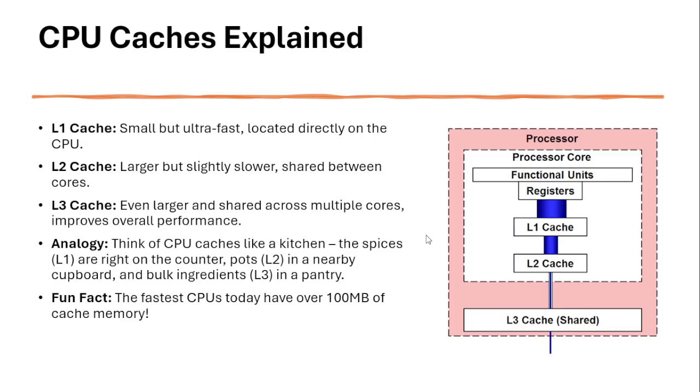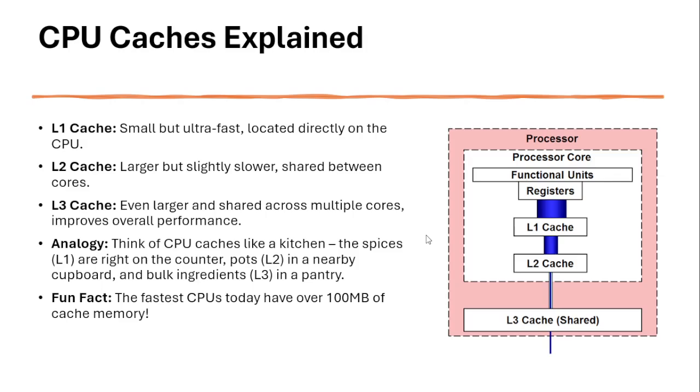Finally, we have L3 cache, the largest and slowest of the three, but still much faster than RAM. It's shared across all CPU cores, helping with overall performance and efficiency, especially for multi-core processing. In our kitchen analogy, L3 cache is like our pantry. It holds bulk ingredients that you don't need immediately, but is still much closer than having to go to the grocery store, which is our RAM.